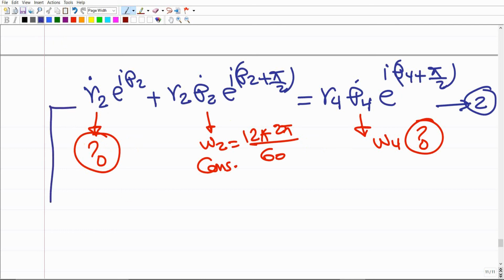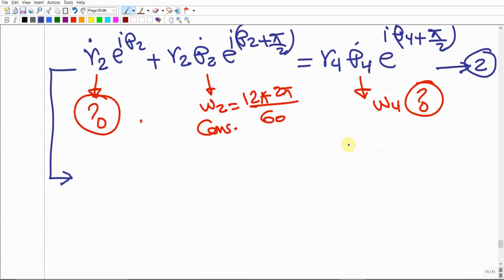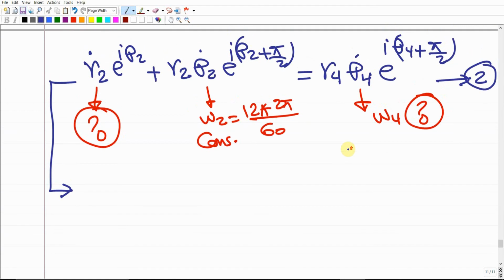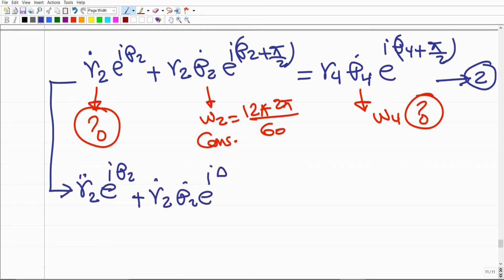Then if we did the derivative one more time to this equation, we're going to end up with the acceleration. And here we shall end up with a Coriolis acceleration. If we did the time derivative, R2 dot is variable, theta 2 is variable. So we're going to have here R2 double dot e^(i theta 2) plus R2 dot theta 2 dot e^(i(theta 2 plus pi over 2)). This is the time derivative of this term.